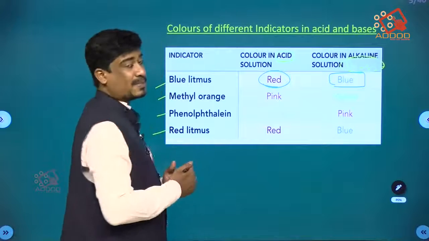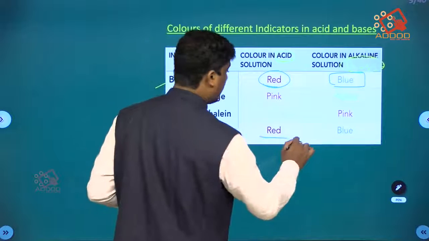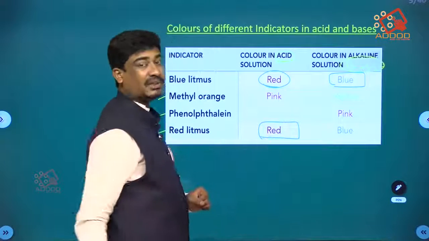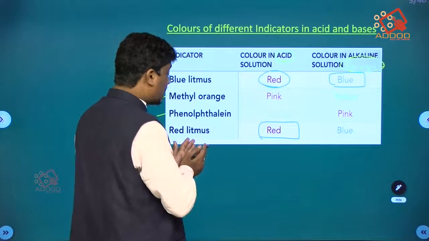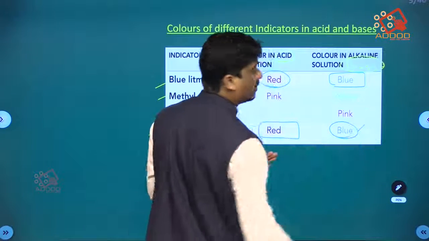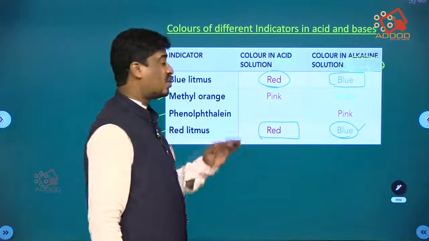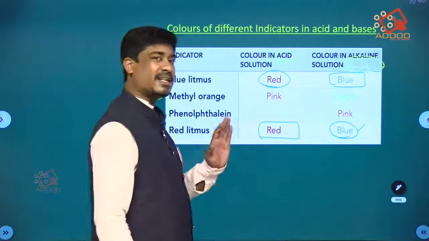Coming to the red litmus paper, if red litmus is placed in acid, it remains the same, while if red litmus is kept in bases, it turns into blue color. So very important, red changes into blue color. So this is about litmus paper in acids and bases.